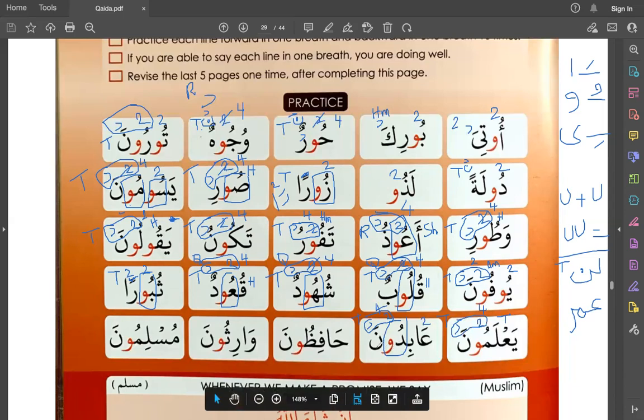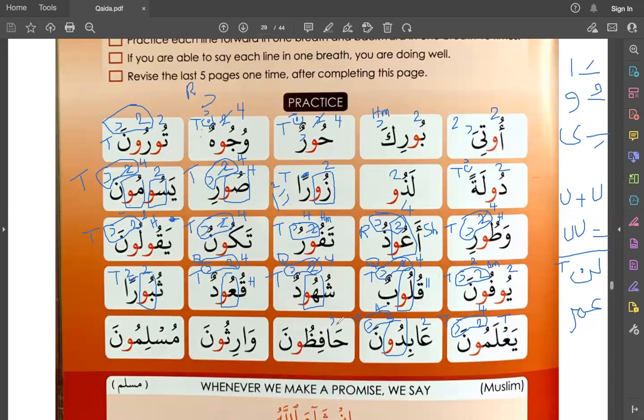Abidu. Will this temporary sukoon affect the 2 counts long vowel over here? No, not at all, because this temporary sukoon only affects the long vowel which is right before it. If it's not there, it will not affect. Okay.